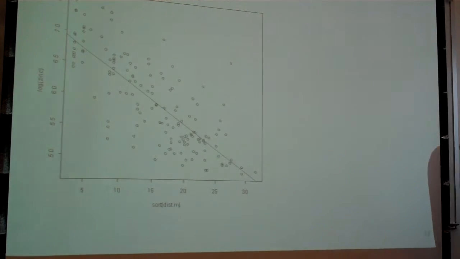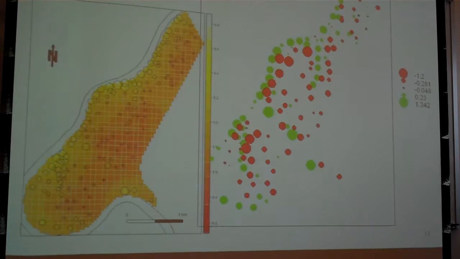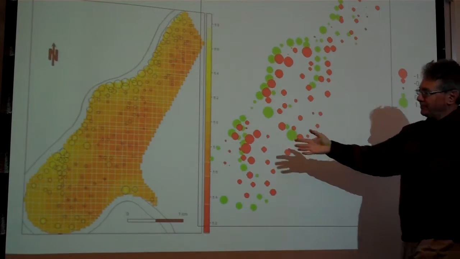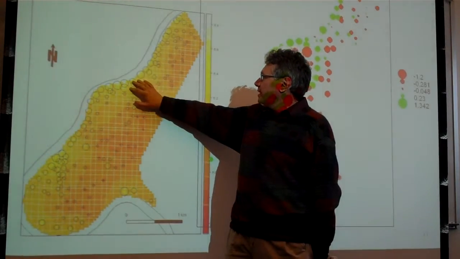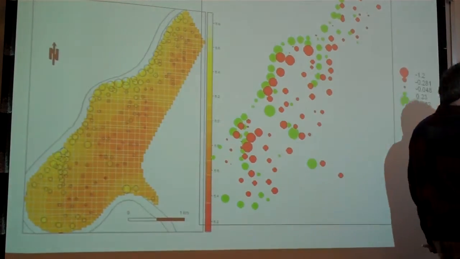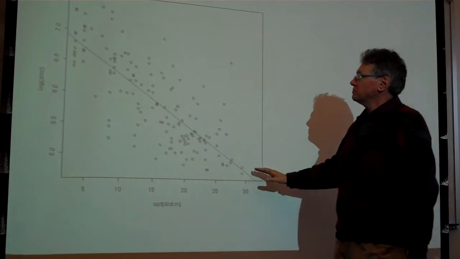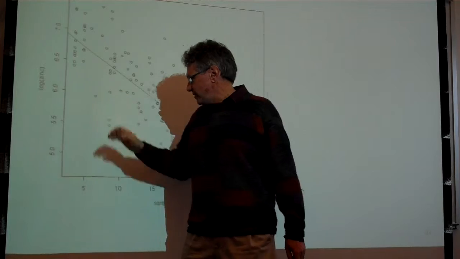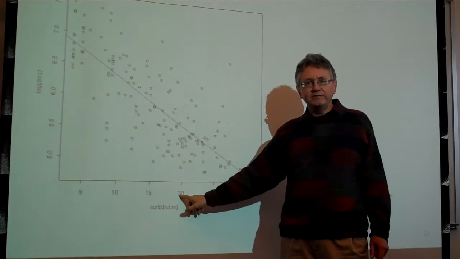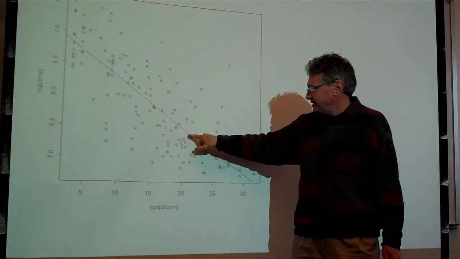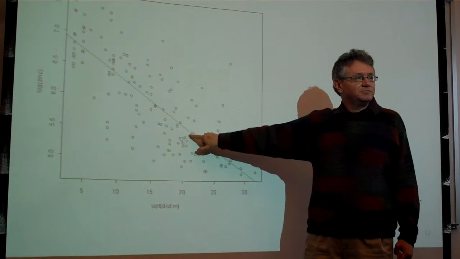Okay. And that makes sense given what we see in the data. And we might want to use this as a predictive model, right? We might want to say, well, if I'm 20 squared, or 400 meters, from the river, I predict that this is going to be the level of the zinc concentration.